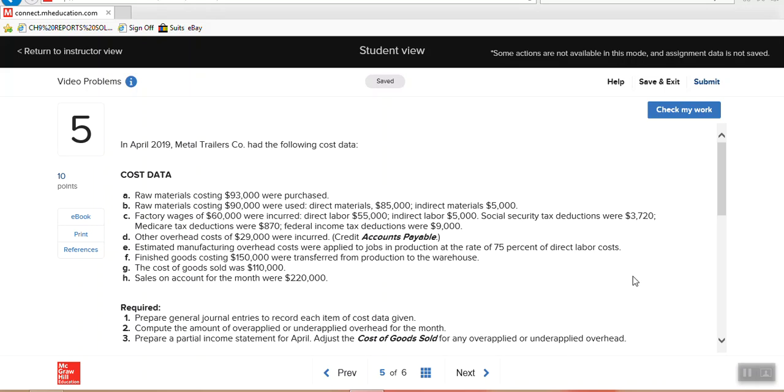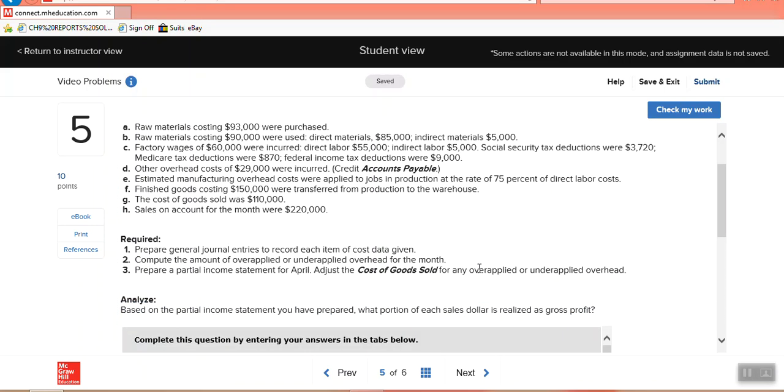Hi class, in this video we're going to look at an example from chapter 27. This one says in April 2019, Metal Trailers Company had the following cost data, and we've got some information about raw materials, some labor costs, some overhead costs, and some other information. And then it says we have three requirements in an analyze.